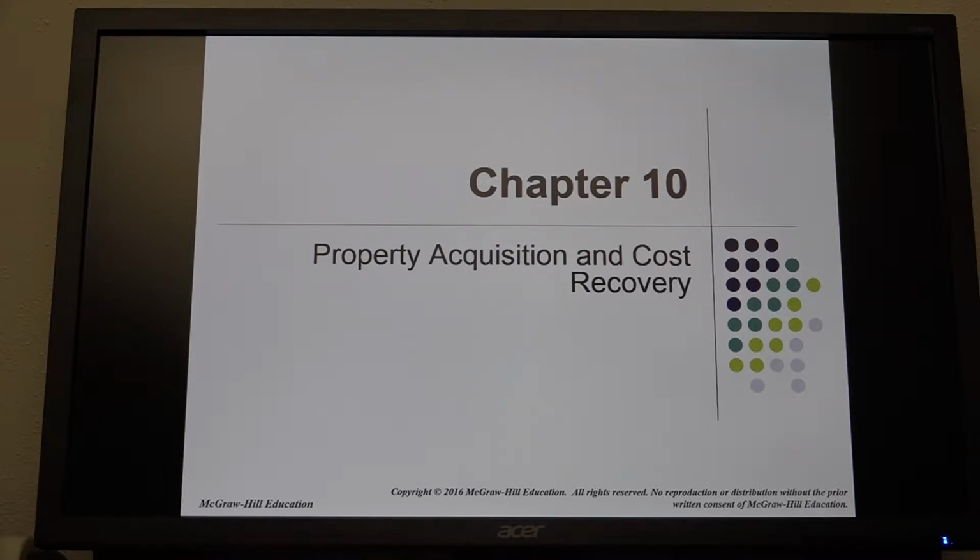Here, cost recovery and property acquisition, it's pretty similar, not exactly the same as you hopefully learned in financial accounting. But actually, if you're familiar with how you deal with capital assets and the cost recovery, depreciation, amortization, depletion, and financial accounting, this should be somewhat of a breeze for you. So let's start.